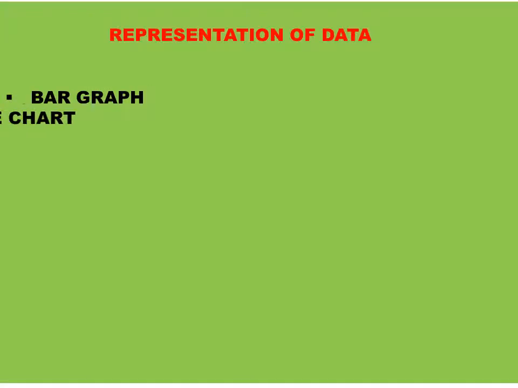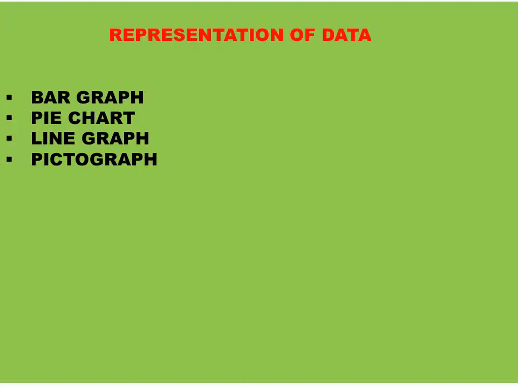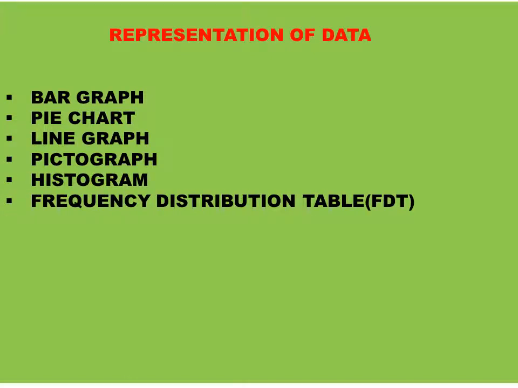Next is representation of data. Data can be represented or organized, you can say, in the following manners. You can draw a bar graph or a pie chart or line graph or pictograph or histogram or frequency distribution table. So any of these are used to represent or organize the data in the proper form, right? Readable form.